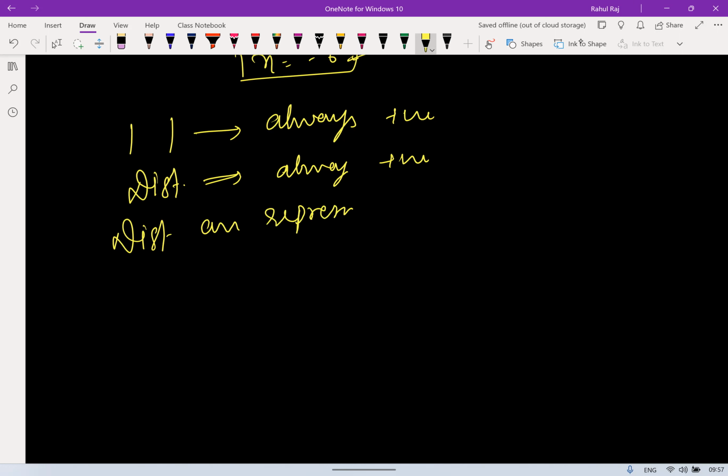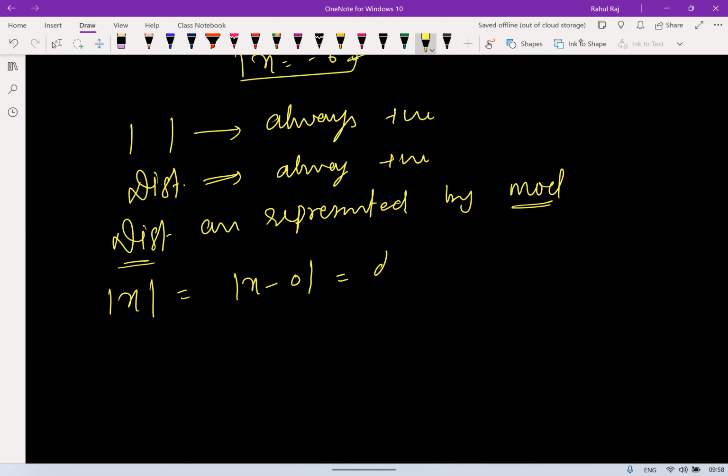Now, there are a lot of people who ask me, Rahul, units are also always positive, kilo and all. Why are they not represented by mod? That I don't know. But distances are represented by mod. Why? Because both are 100% positive entities. So mod x is also defined as mod of x minus 0. And this is also said to be the distance between point x and point 0 on the number line.